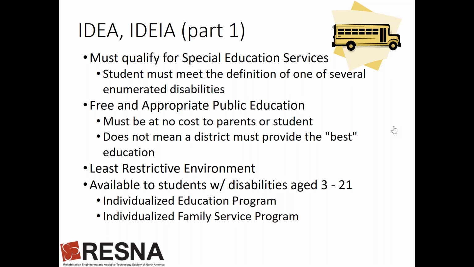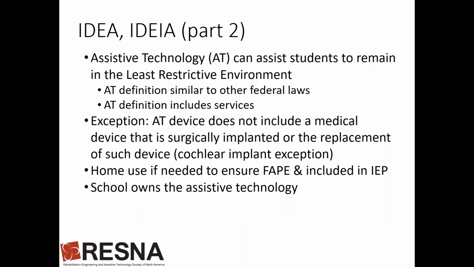So again, continuing, assistive technology can assist students to remain in the least restrictive environment. The AT definition is similar to other federal laws, and it also includes services. The exception: the AT device does not include a medical device that's surgically implanted or replacement of such a device, like a cochlear implant. For home use, if needed, ensure and include in the IEP that the school does own the equipment. Yes. Sometimes, if it goes to due process, the district ends up paying anyways. Oh, to due process.